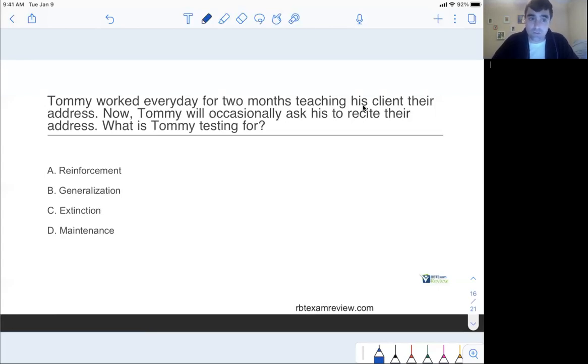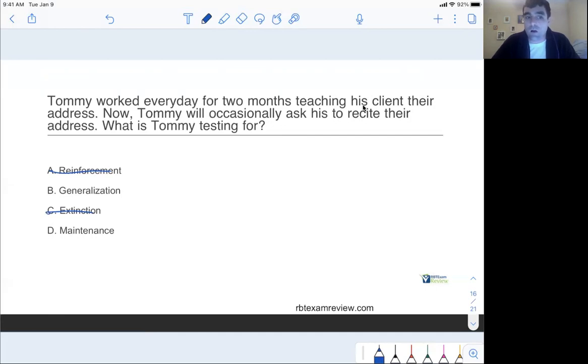So we can eliminate two immediately. We can eliminate A, reinforcement. We're not reinforcing anything. We're not talking about the ABCs here. We're not talking about the consequences here. We can also eliminate extinction. We're not removing reinforcement from anything. We're talking about testing for something. We're testing this skill. So are we testing for generalization or maintenance?